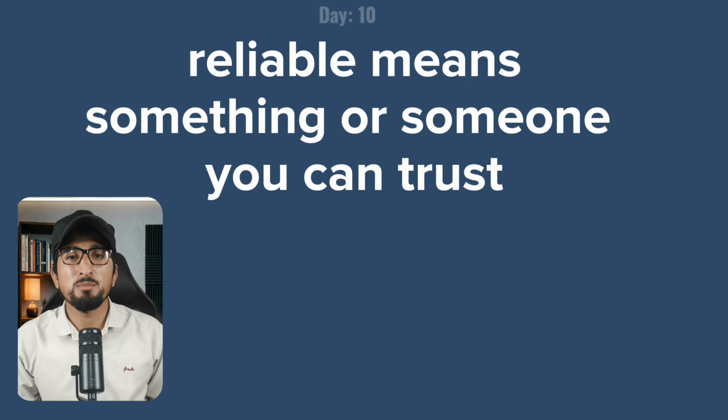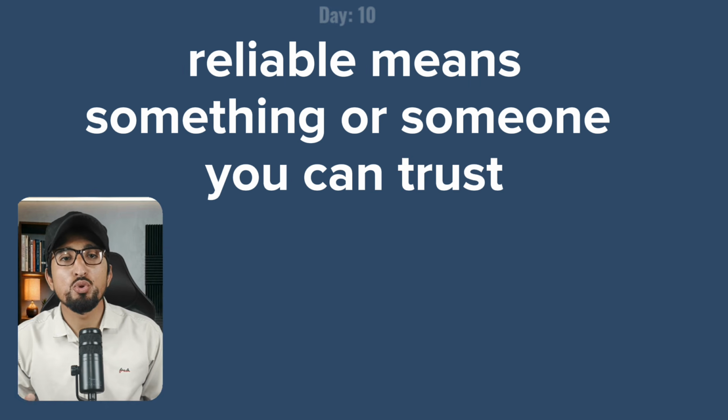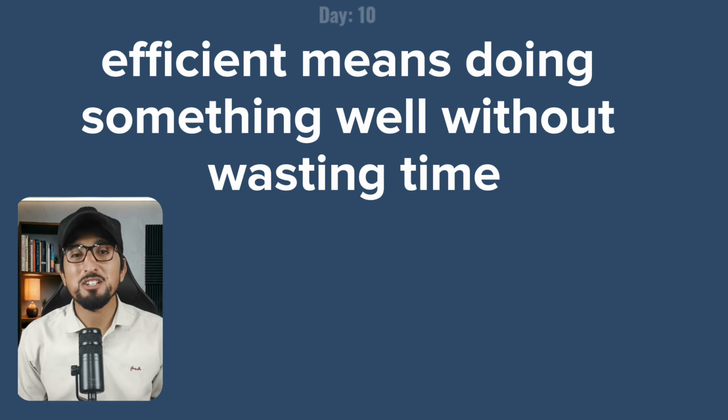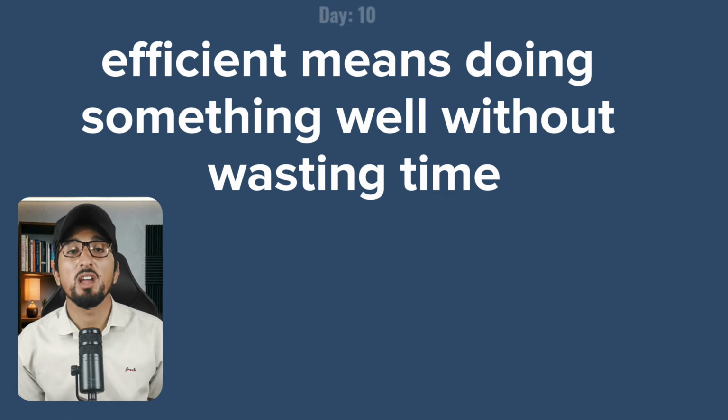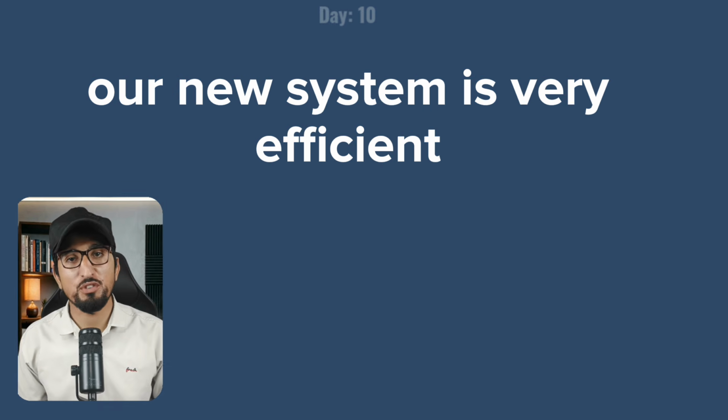Reliable. Reliable means something or someone you can trust. He is a reliable friend. He is a reliable friend. Efficient. Efficient means doing something well without wasting time. Our new system is very efficient.